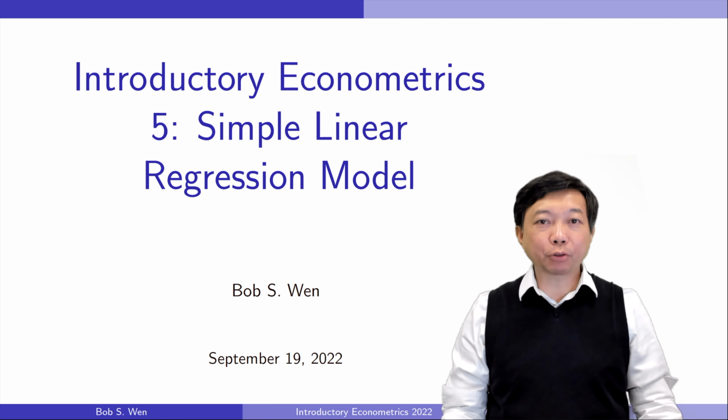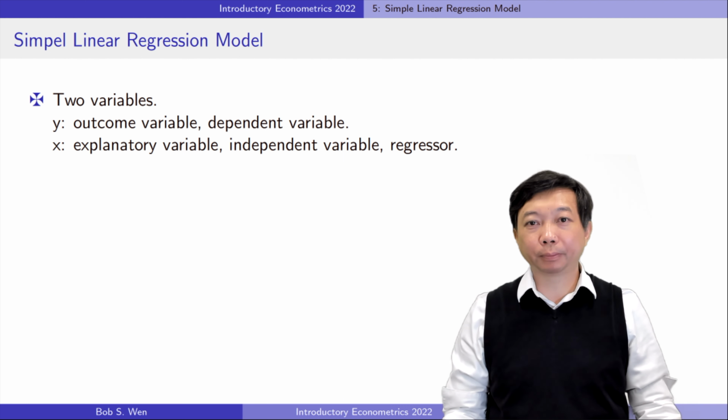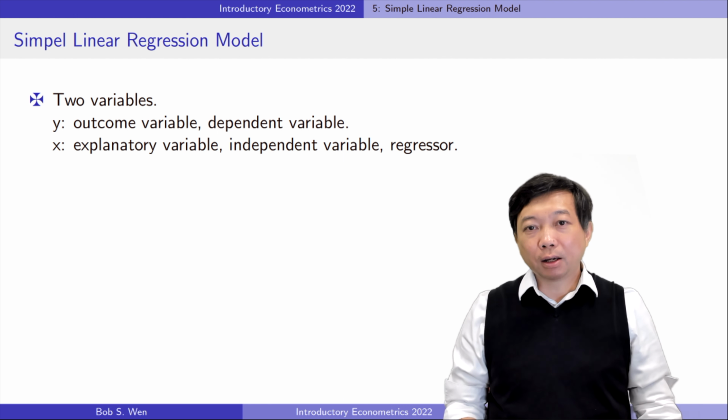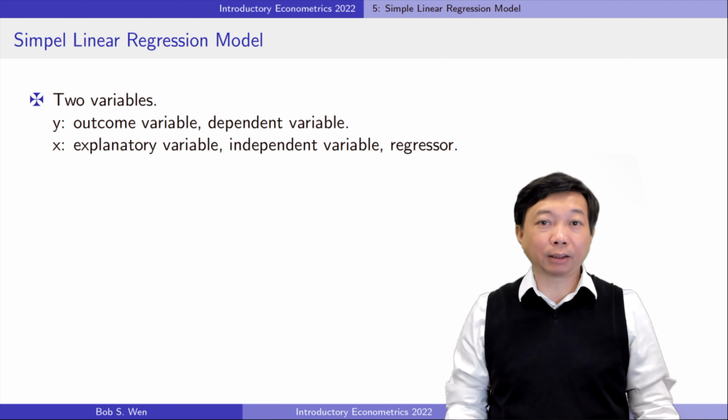In the simple regression model, there are only two variables, the explanatory variable and the outcome variable. The explanatory variable is also called the independent variable or the regressor. The outcome variable is also called the dependent variable or the response variable.